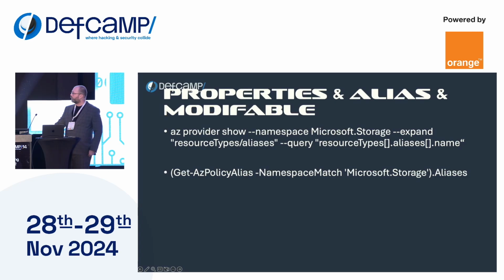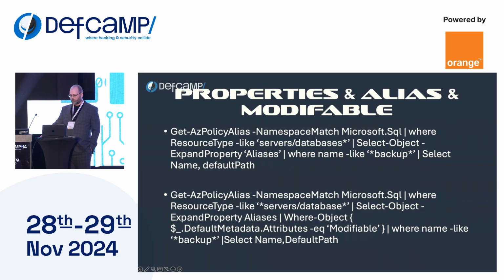I just put here some other examples and the comments so you can copy them, but the second one is using the getAZ policy alias. This one is using databases and looking for the backup property to get the aliases.